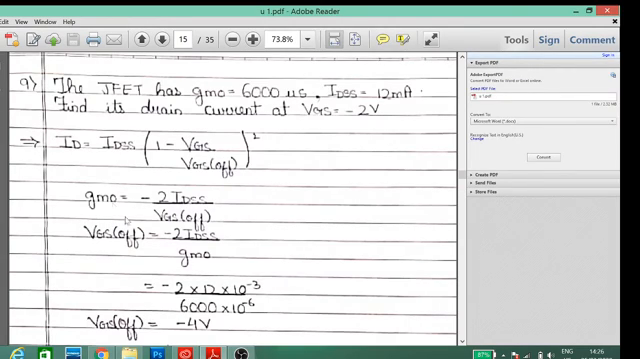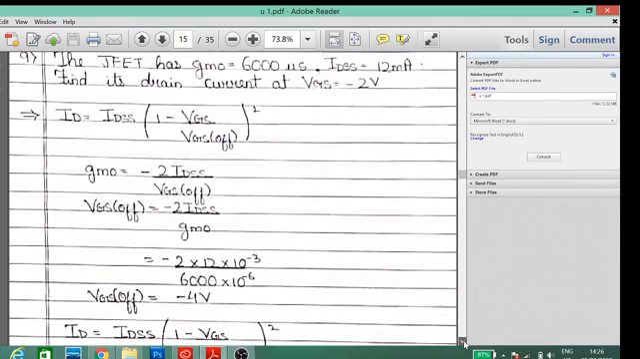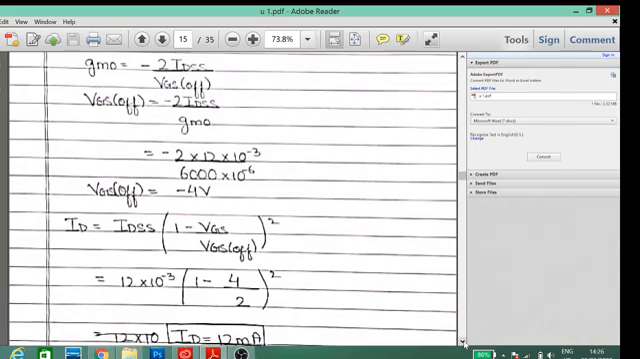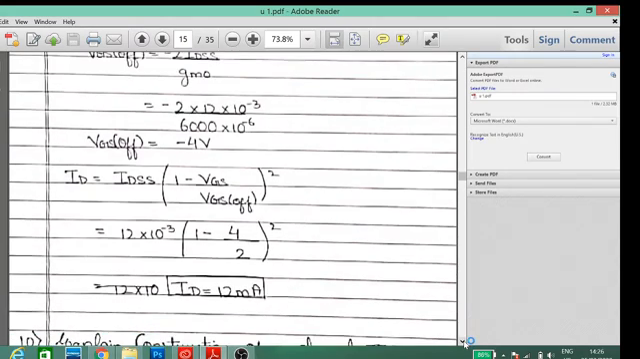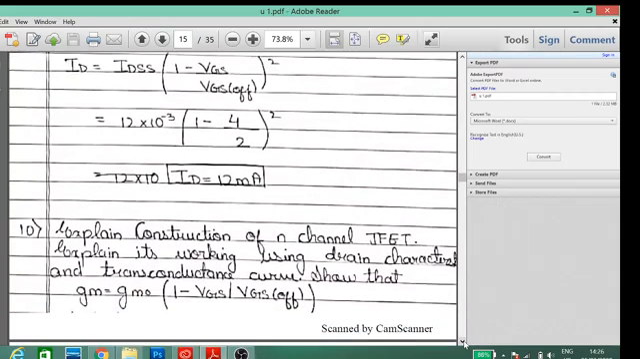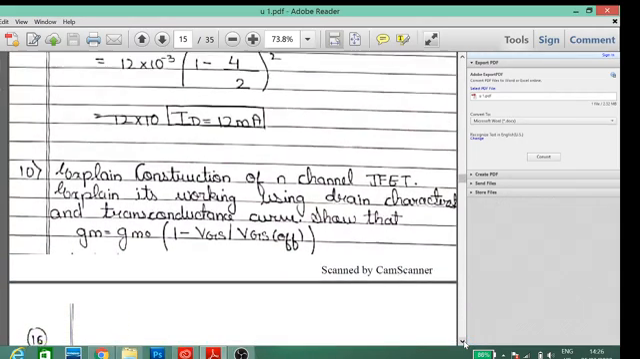Now using this equation we will find VGS off equal to minus 2 times IDSS divided by gm0. That comes out as VGS off equal to minus 4, and when we substitute the value of VGS off in the equation we will get ID equal to 12 milliamp.